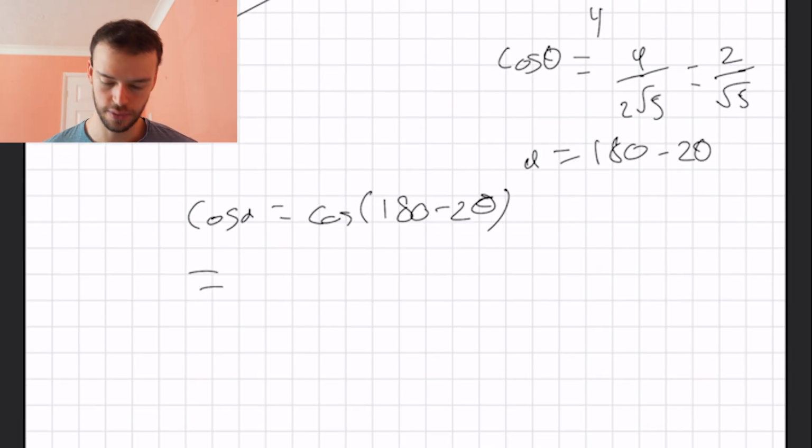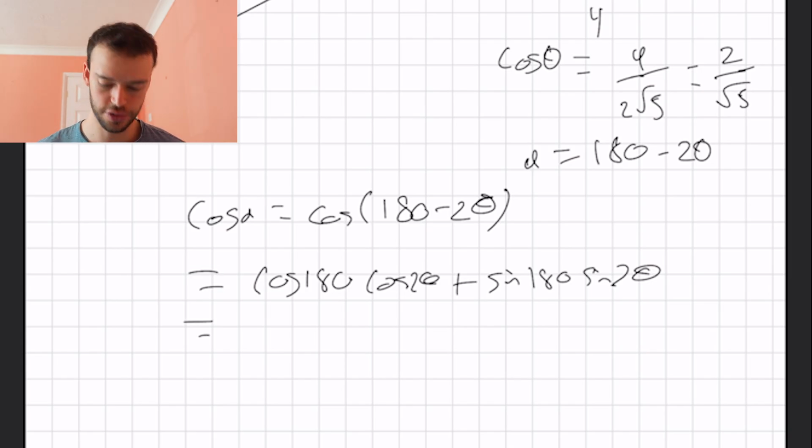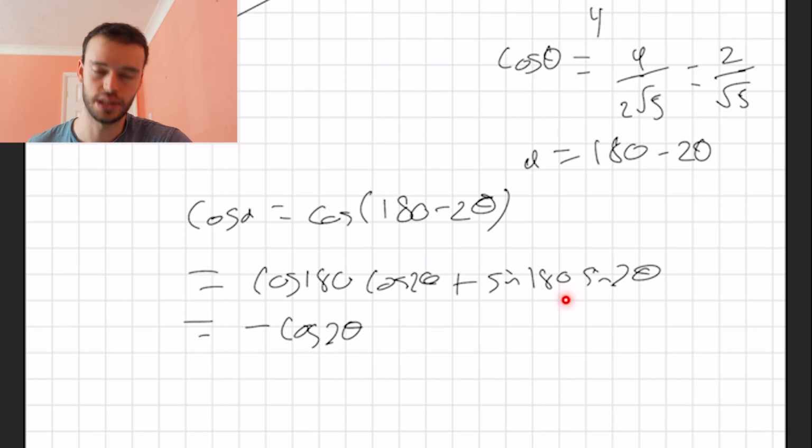So what is the addition formula for cosine? It's going to be cos of 180 cos of 2 theta plus sine of 180 sine of 2 theta. Cool. Let's try and simplify this a bit. What does cos 180 equal? That's going to equal minus 1. So we're going to have minus cos 2 theta. Okay. What is sine 180? That's just going to be 0. So we can just forget about this whole expression. Cool.